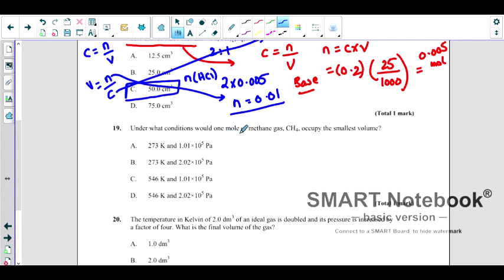Under what conditions would 1 mole of methane gas occupy the smallest volume? You want the smallest volume. Again, it is related to gases, so you have nRT over P. You want the smallest volume, it means high pressure and low temperature. If you have high pressure, the denominator will go up. When the denominator goes up, volume goes down because it is an inverse relation. So which of these suits high pressure and low temperature? I think B is the correct answer.